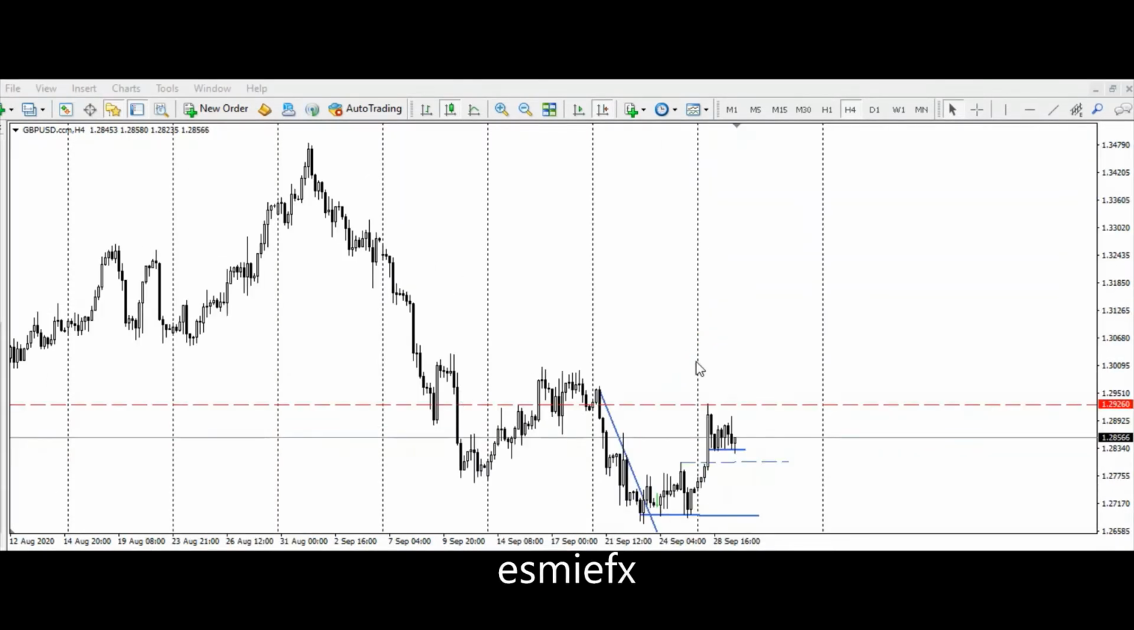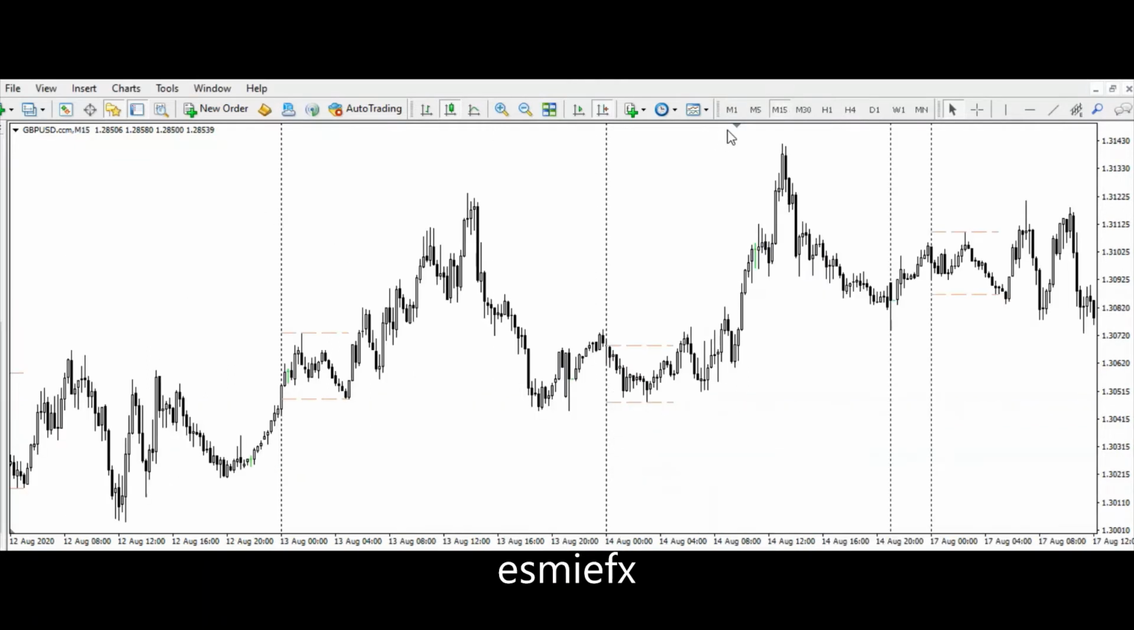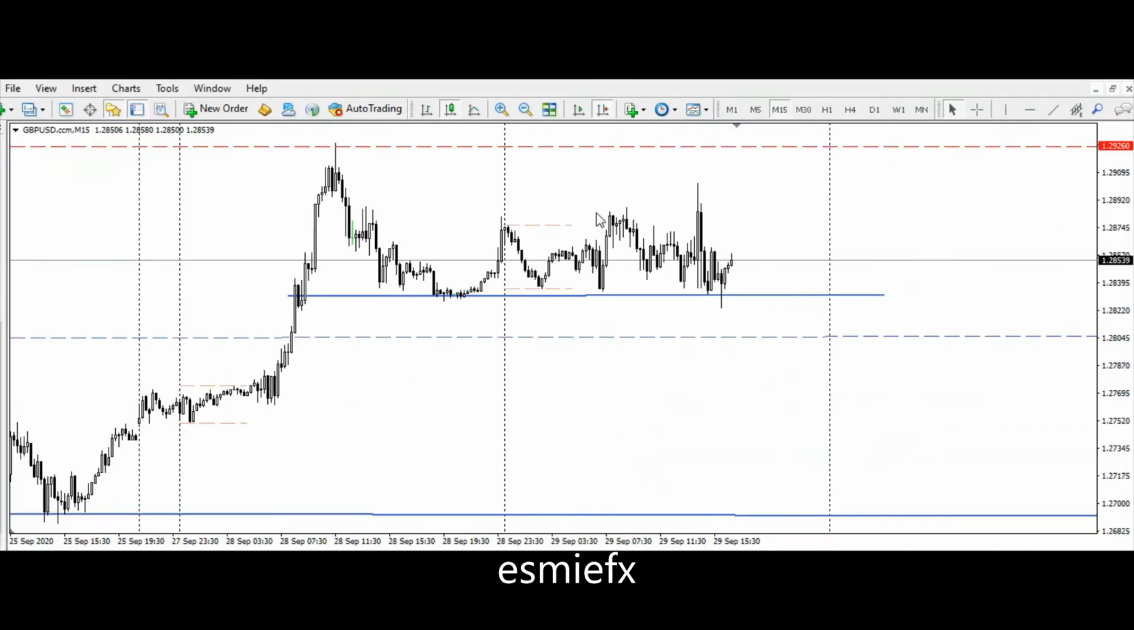This is cable. Cable broke the trend line last Friday, and it went into consolidation, and yesterday it moved up. It was quite a big move, and I think it hit its target or whatever, and it went into consolidation. Today it didn't move much.